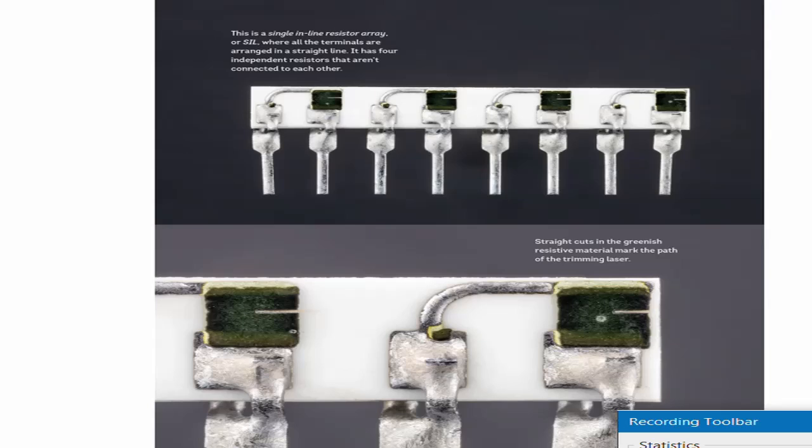Here you can see a cross section of the resistor, and the thick film resistor array is like this from a close-up view. This is a single inline resistor array or SIL, where all the terminals are arranged in a straight line. It has four independent resistors that aren't connected to each other.